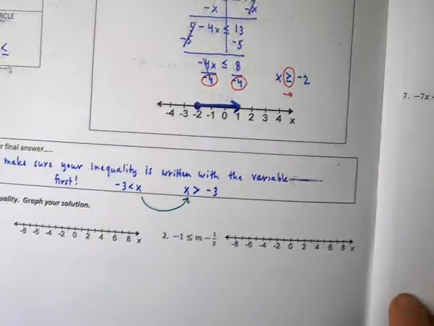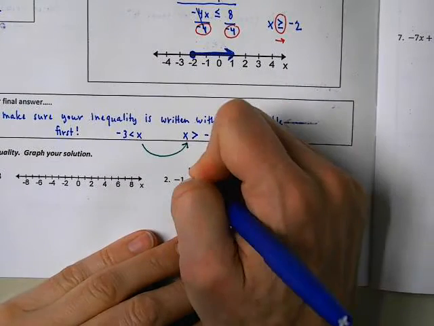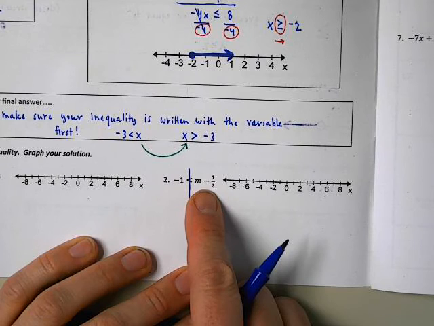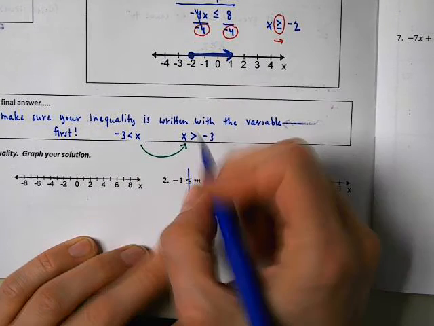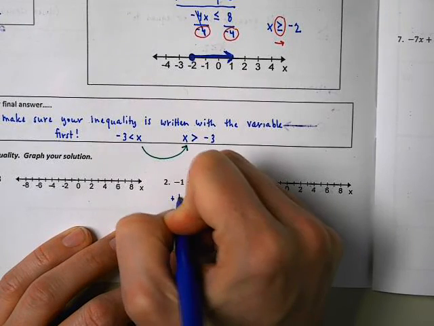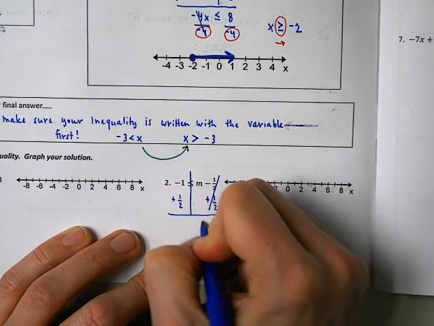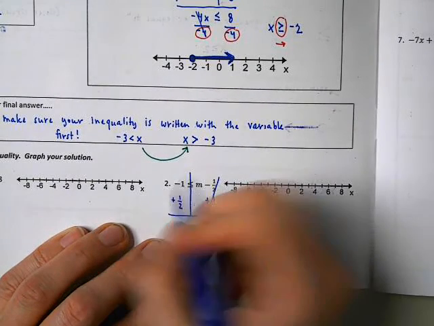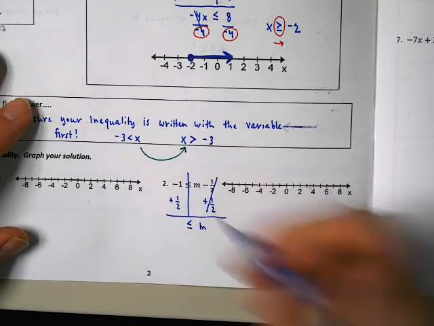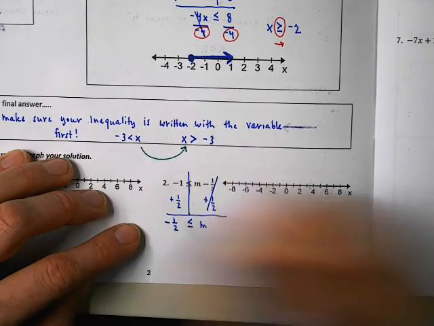So the first thing I have to do before I can graph this is solve it. So I'm going to draw my line. Now in this case, I only have a variable on one side. So the only thing I need to do to get m by itself is I'm going to add 1/2 to both sides. So I add that. Now I have m by itself. I added, so I'm not going to change my symbol. And I have -1 plus 1/2. If you put that in your calculator, should give you -1/2.